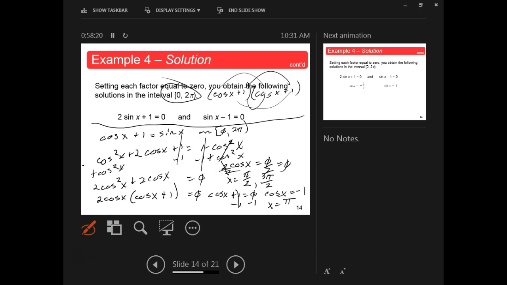Pi halves. Okay? What is cosine of pi halves? 0. Okay? 0 plus 1 is what? And what is sine of pi halves? 1. Okay, that one works. Pi halves certainly does work. Okay? Which one do you want to try next? Pi or 3 halves pi? You choose. 3 pi halves. What is cosine of 3 halves pi?